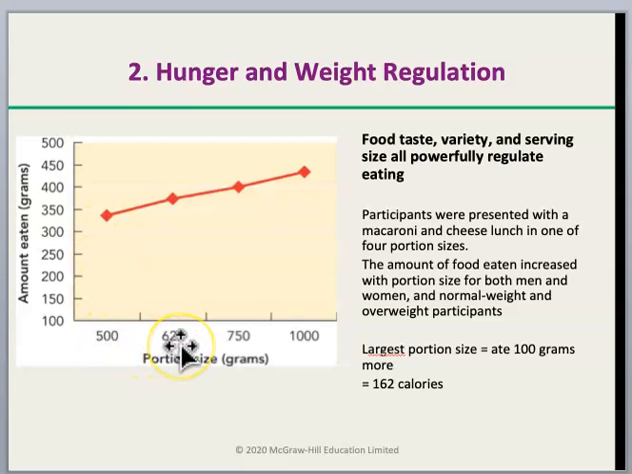People in the next group were given 625 grams of macaroni and cheese, and they ate 370 about. The group that had 750 grams of macaroni and cheese on their plates ate 400 grams, and the group that had 1,000 grams of macaroni and cheese ate, say, 440 grams. What they're finding here is that just because they had more food on their plates, the availability of more food, people ate more. The largest portion size ate 100 grams more, which is 162 calories.